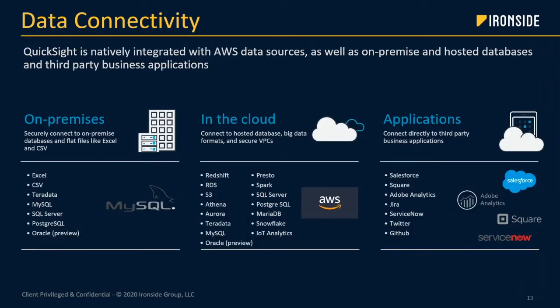Okay, so in terms of data connectivity, this is a good story. QuickSight can connect to a variety of data sources, including flat files and Excel, applications and databases from a variety of vendors, and these databases and applications can be on premises or in the cloud, right? So really no limitations there.